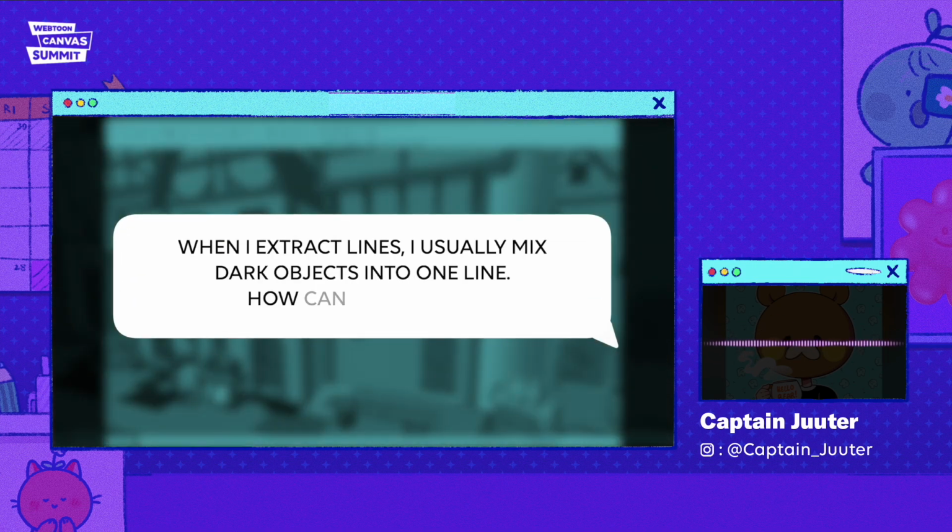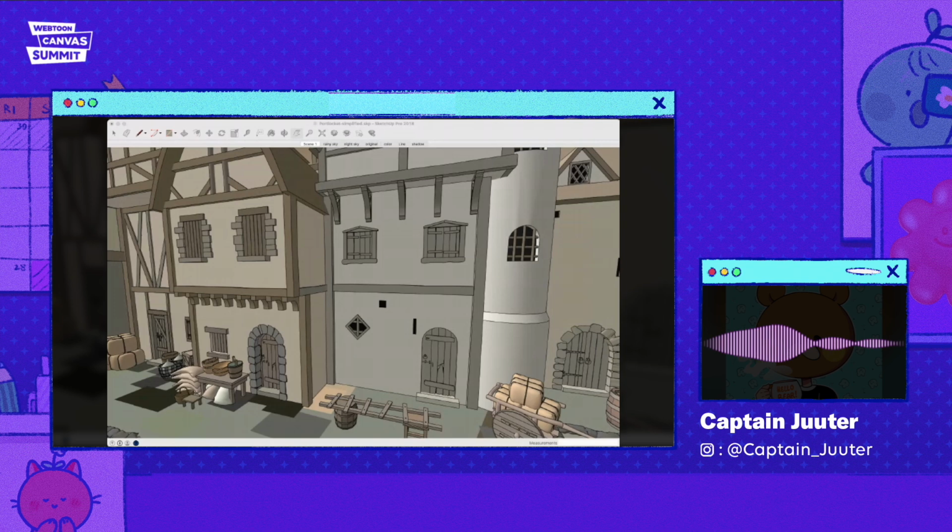When I extract lines, I usually make dark objects into one line. How can I stop that? So I'm not quite sure how you're extracting the lines to get the dark objects. If you mean when you're turning the lines into vector, the one thing that vector doesn't work well with is the paint bucket tool. And sometimes if you are converting line or special brush layers into vector layers, they can register those large spots as just one really thick line, which can get annoying. So that's why I always start off in vector layers, just so I know I can control the line weight from the get-go.